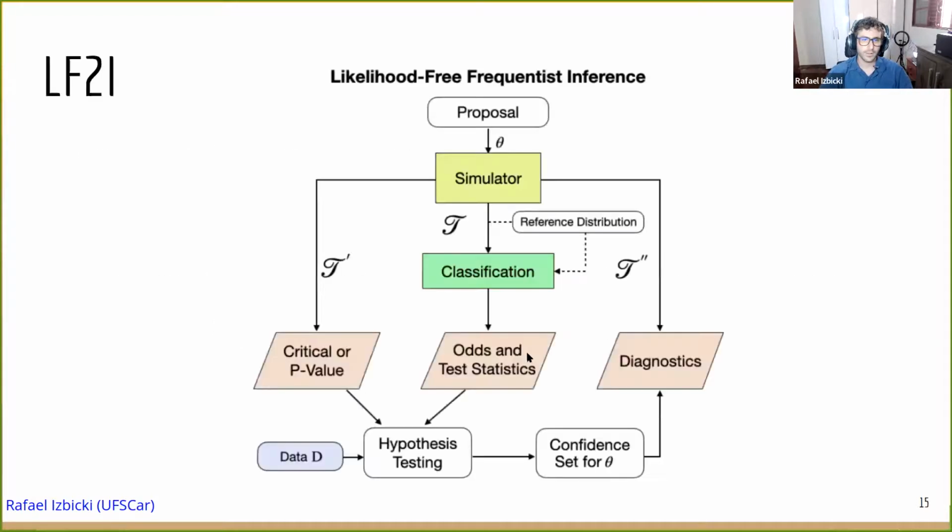Okay. All right, so this is the middle branch of LF2I, and as I said, you can replace it with other test statistics, other ways of computing test statistics. So basically, we use a classification, we create an artificial classification problem to create our test statistics.